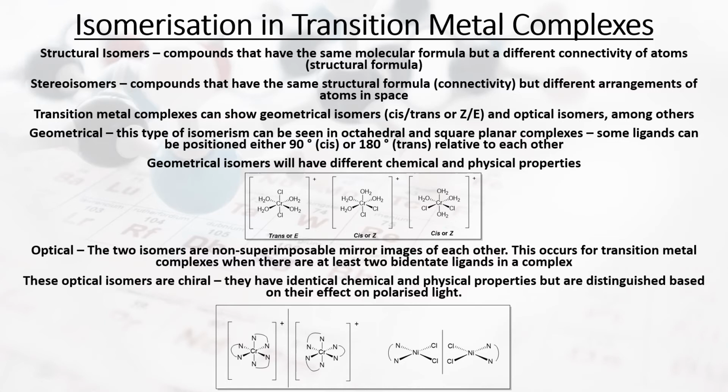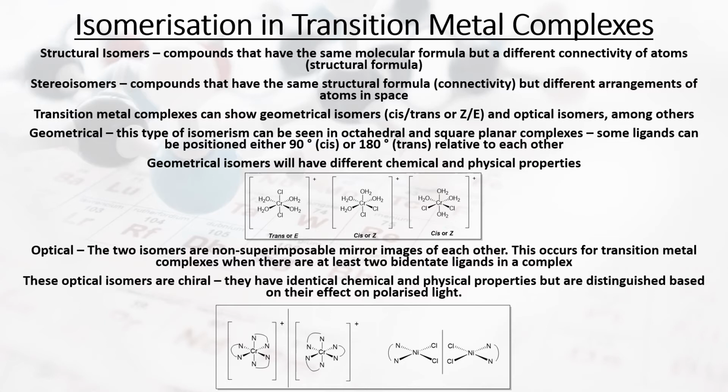And stereoisomers are compounds that have the same structural formula, so they have the same actual connectivity of atoms, but they have different arrangements of atoms in space. They are arranged in 3D differently. Now, transition metal complexes show stereoisomerism. And remember that the two types of stereoisomerism are geometrical isomers and optical isomers.